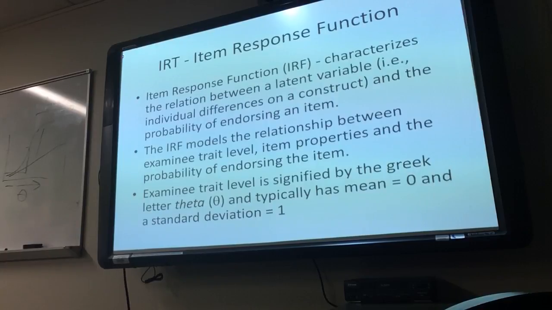So the item response function, again, characterizes the relationship between that theta and endorsing the item. And as such, what should happen is that you should be able to come up with a fairly consistent calculation in terms of people's proportion, or how much of that latent trait they possess, and their ability or likelihood of endorsing the item correctly.